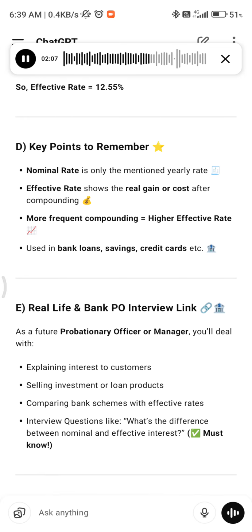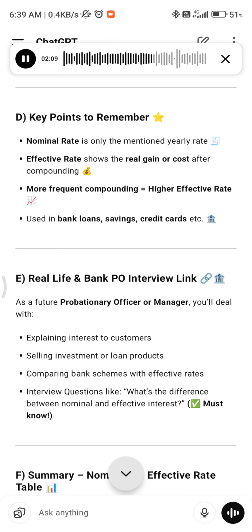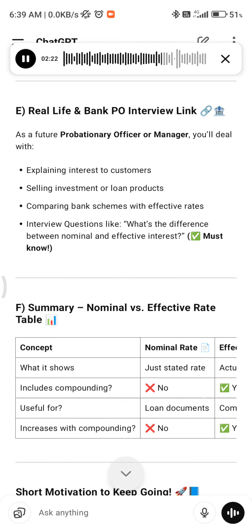D. Key points to remember. Nominal rate is only the mentioned yearly rate. Effective rate shows the real gain or cost after compounding. More frequent compounding means a higher effective rate. Used in bank loans, savings, credit cards, etc. E. Real life and bank PO interview link.